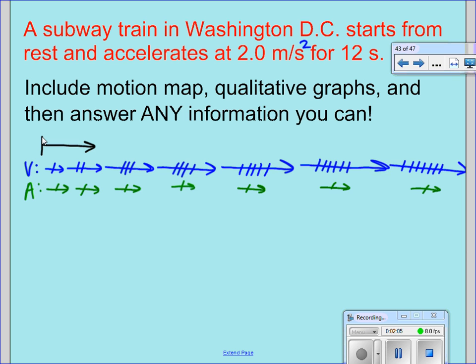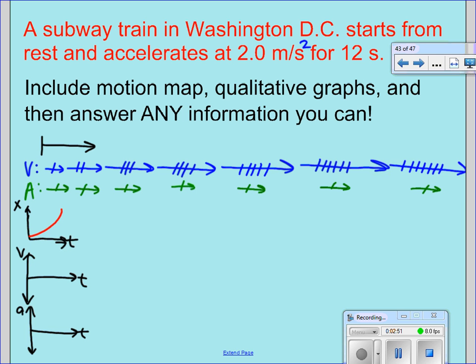Let's now look at our qualitative graphs. I'm going to have position versus time, velocity versus time, and acceleration versus time. First of all, remember these are qualitative graphs, so we're not necessarily going to have numbers in them. We just want to know their general shape. For position, it's moving away from the origin, speeding up, so it's going to have this shape right here, starting at the origin. Let me redraw that a little bit better. There we go.